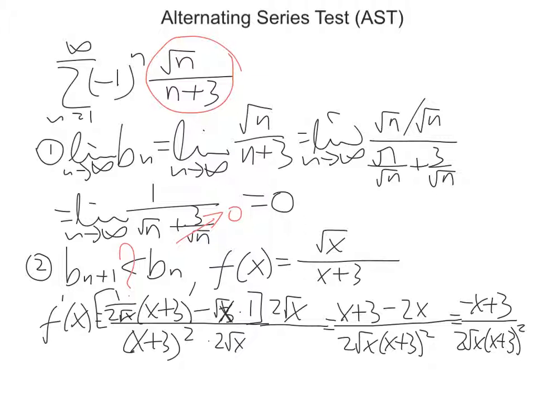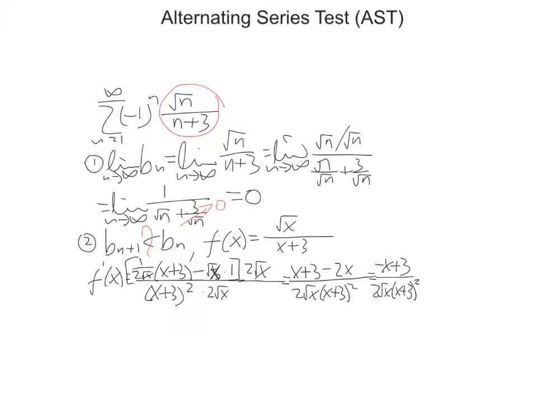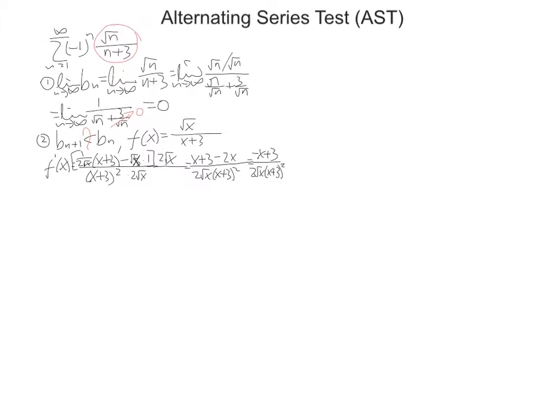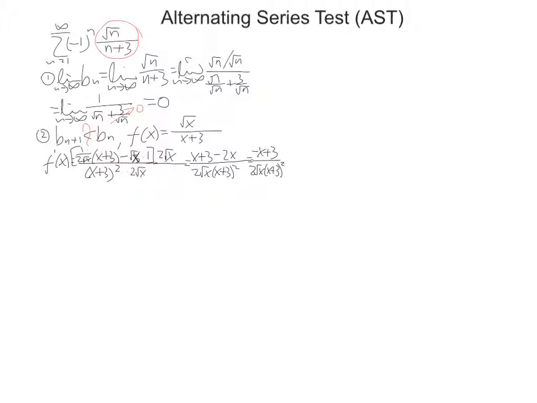Okay, we're going to save some space. I'm going to squeeze this all the way to the corner here. This means the derivative of the function is going to be less than 0 if the numerator, negative x plus 3, is less than 0, because the denominator is always positive. And that means only if x is greater than 3.